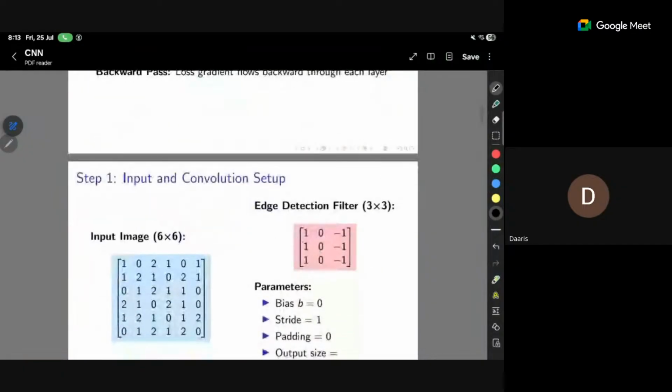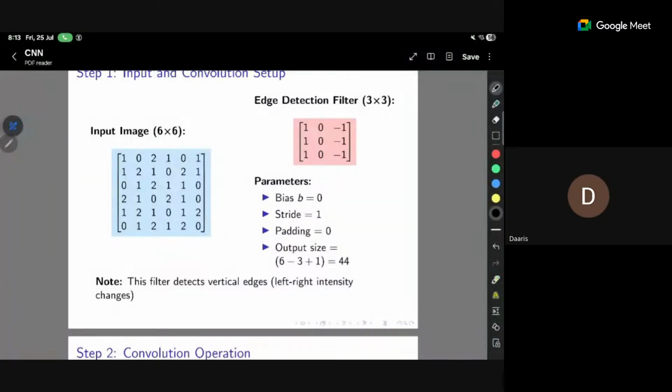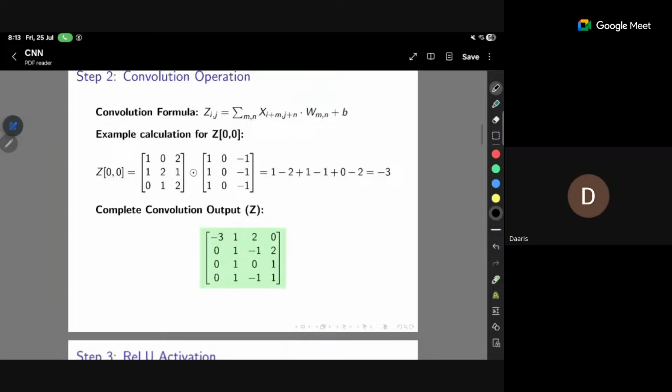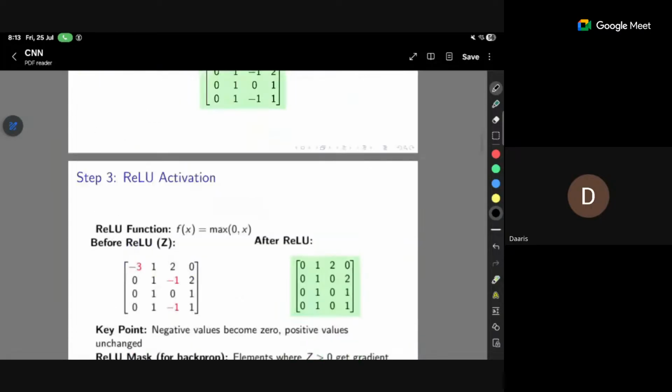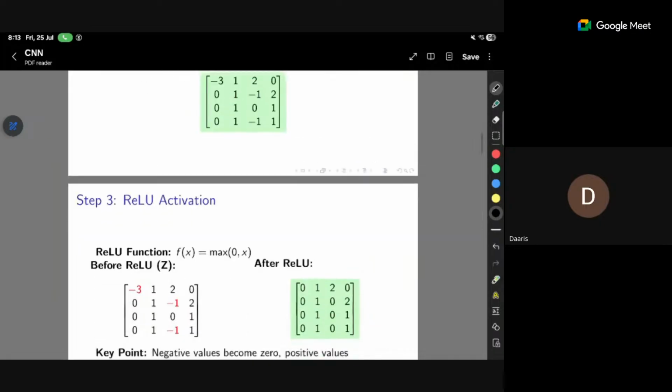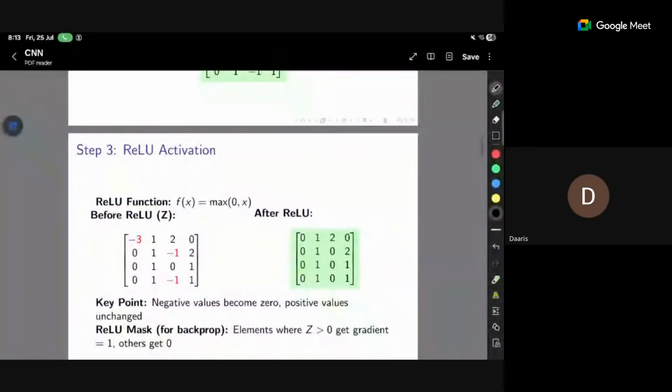Now, let's say input is of this size. These are the values of that. There's a mistake here. This output size should be 4 cross 4. It's a 44. Now, let's say this is my filter. Now, if I apply convolution, you get this. Okay, so this much you can do. If I apply ReLU, what ReLU will do is wherever it is less than 0, it will make it 0. Otherwise, whatever the value was.